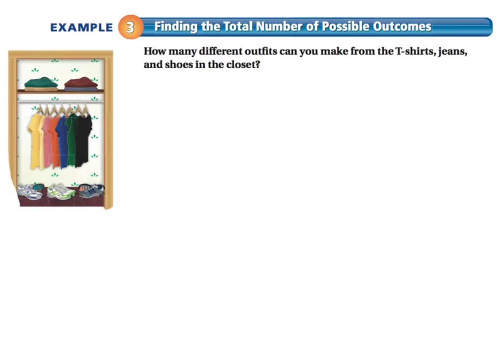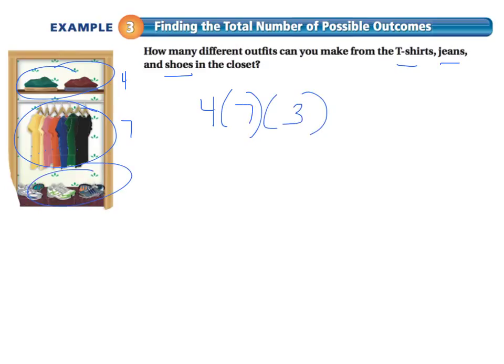So here's our next example. Find the different outfits that you can make from t-shirts, jeans, and shoes in the closet. So if we're looking at this, we have 3 events: t-shirts, jeans, and shoes. It looks like there are 4 pairs of jeans. And then we're picking shirts. There are 1, 2, 3, 4, 5, 6, 7 shirts. And there are 3 pairs of shoes. So 4 multiplied by 7 multiplied by 3 gives us a total of 84 different outcomes. Or in this case, we're talking about outfits.